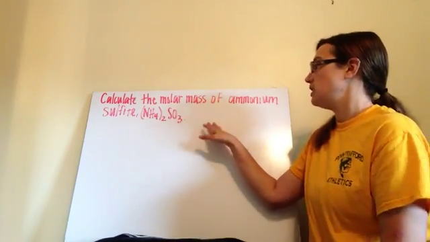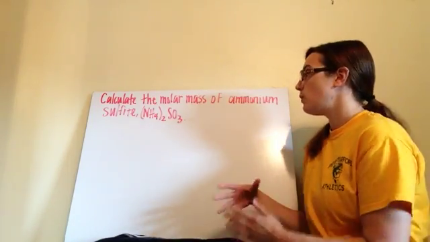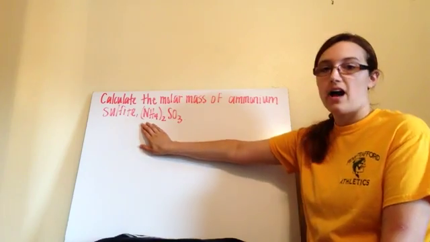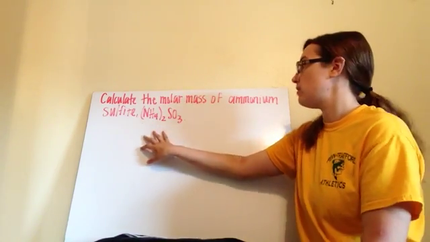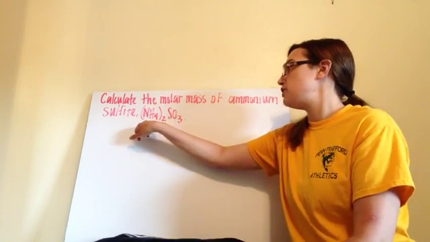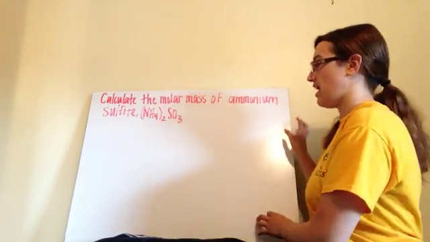So we have to calculate the molar mass. Remember, the molar mass is the mass of 1 mole. So what we have to do is figure out how many of each atom we have in 1 mole of a compound. The first thing that we have to do is count up how many of each atom that we have.